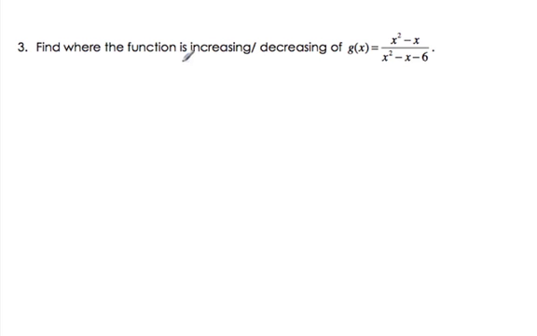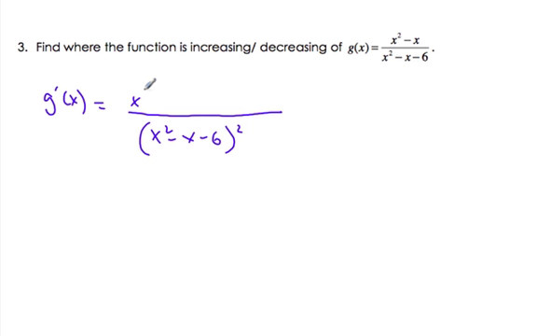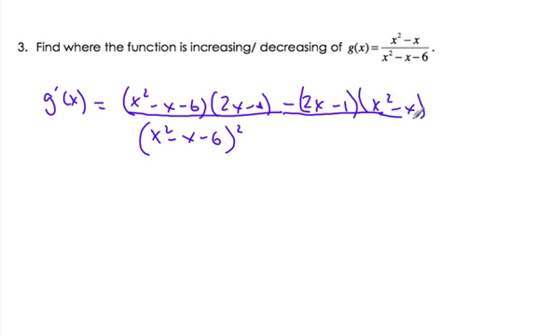Okay, for this example, finding increasing and decreasing for this function, we have to first find critical numbers. So to find the critical numbers, we're going to find the derivative of g. And so when I have this scenario, I have to use the quotient rule. So it's (x squared minus x minus 6) squared times... x squared minus 6 times the derivative of the top, which is 2x minus 1, minus the derivative of the bottom, which is 2x minus 1 times x squared minus x.